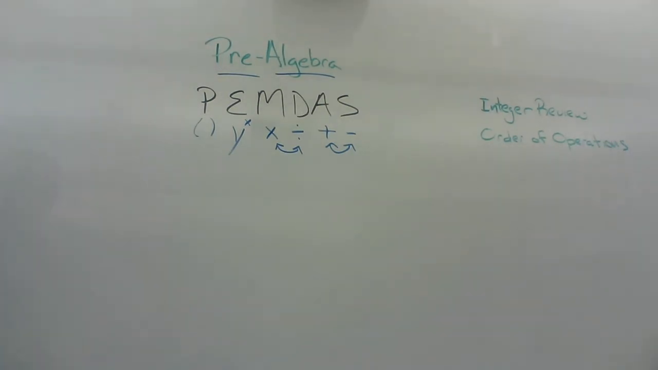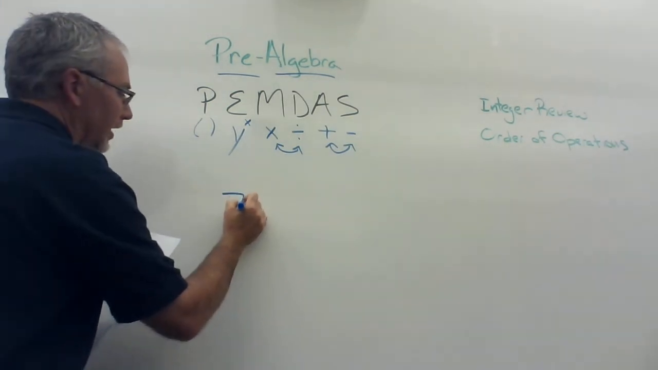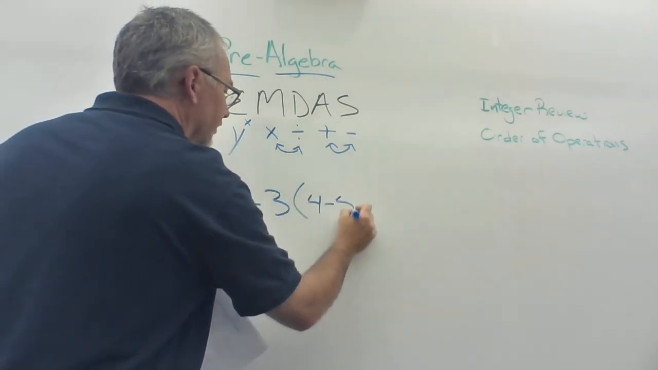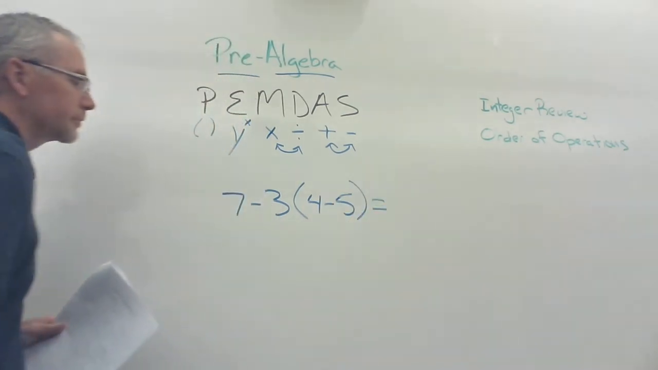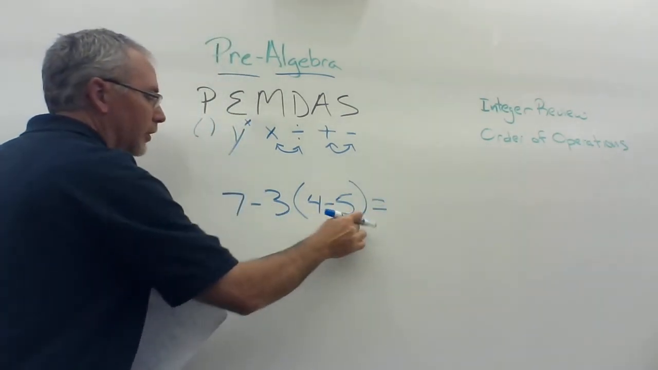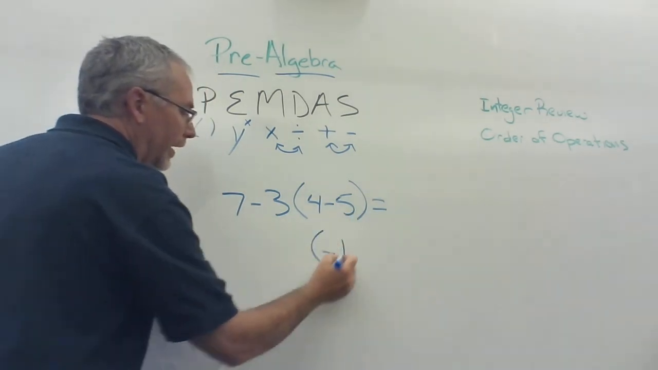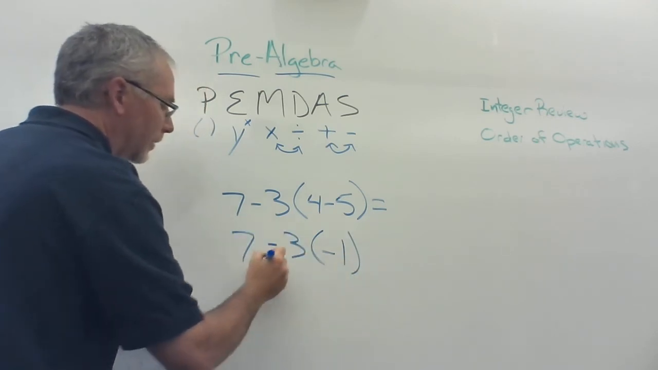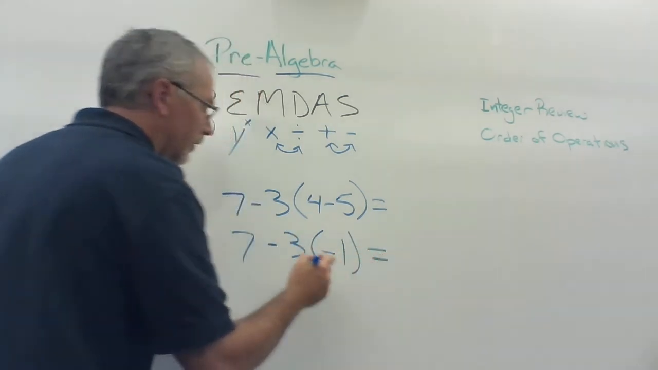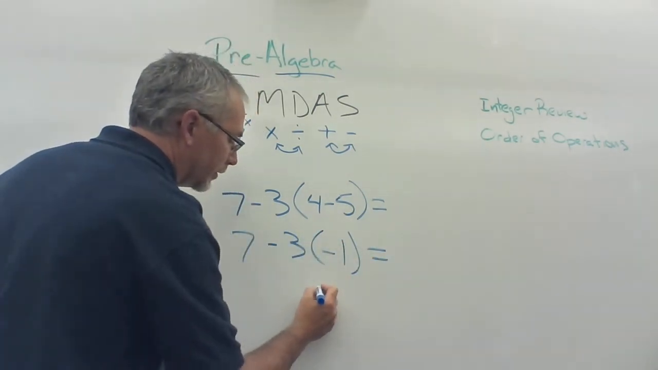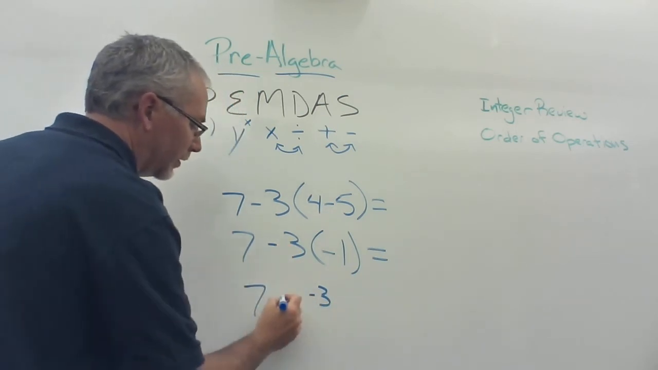So for example, if I am looking at something that is using integers in the order of operations, I might say something like 7 minus 3 times, let's see, we've got 4 minus 5. First of all, anything in parentheses I do first. So that becomes 4 minus 5, which is negative 1. So now I have 7 minus 3 times negative 1. 3 times negative 1 is negative 3. Then I've got 7 minus negative 3.